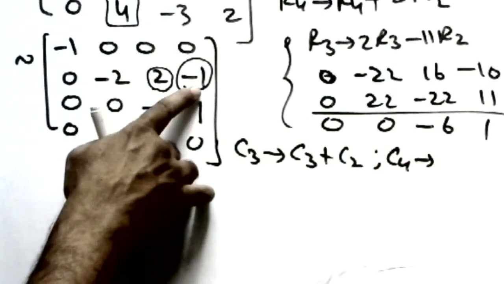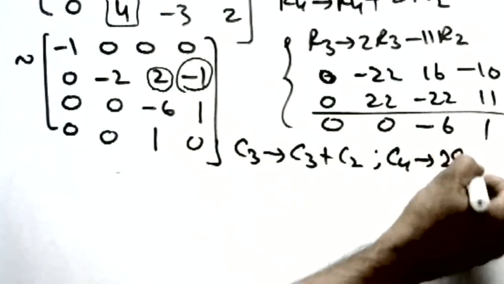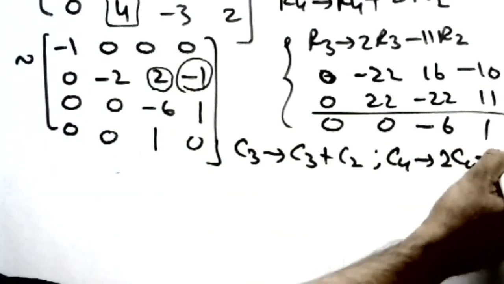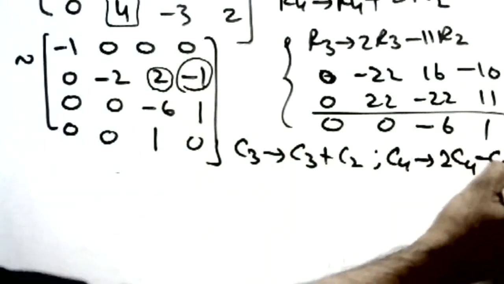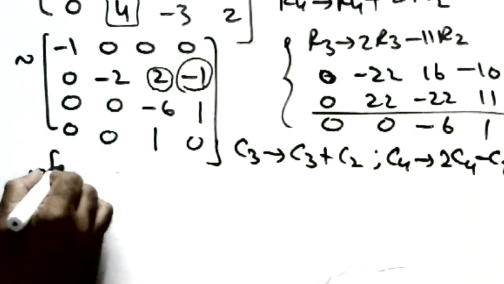Now C4. Here you see this is minus 1. So multiply with 2, 2C4. 2 ones are 2, minus 2, so it should become plus 2. So write minus here. Minus of minus will become plus C2. Okay, let me change now.